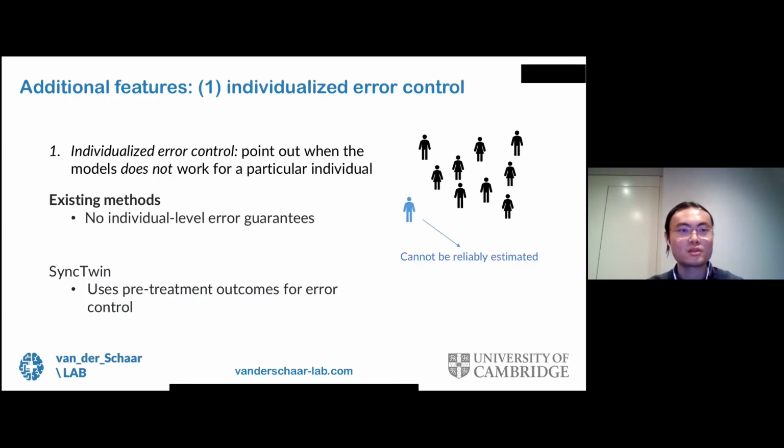There are two important additional advantages of the newly developed SyncTwin method. First of all, SyncTwin enables individualized error control. This means that for each target individual, it can inform the user whether to trust the estimate or not. Understanding the failure cases of the model is crucial for mission-critical applications such as healthcare. When a reliable estimation cannot be made, the user of SyncTwin can be alerted and fall back to expert judgment. One typical reason for not being able to reliably estimate treatment effect is that a certain individual is an outlier and is different from the training population.